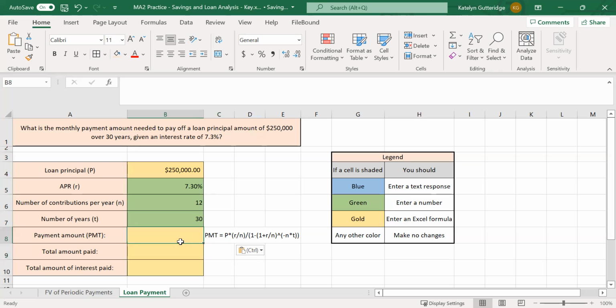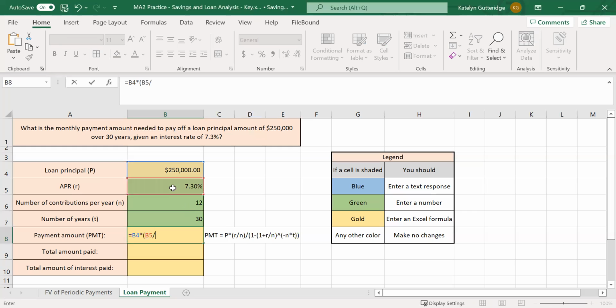With all Excel formulas, we need to start with that equal sign. The P value is the loan principal, that's my 250,000, so I'm going to click on that. Then I'm going to type that star and that parenthesis on my keyboard. I get to the r/n. I want to click on that percentage, type my slash, click on the 12, which represents our n. Close the parentheses. Then I need to do a slash, open parenthesis, 1 minus.